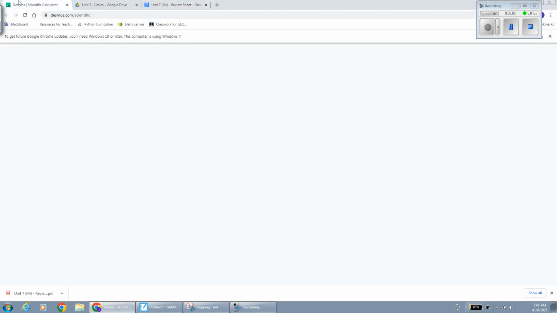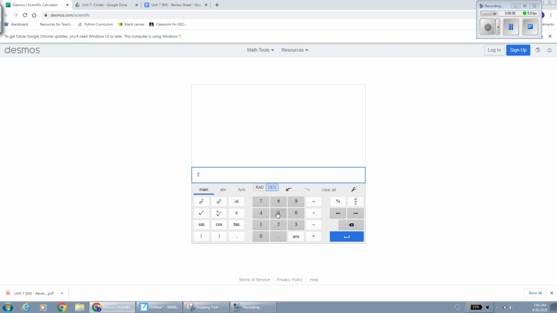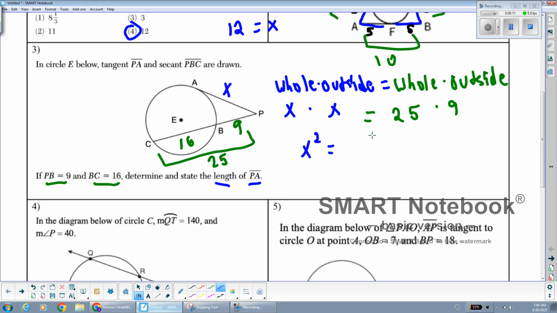I'm going to need a calculator for this. 25 times 9, 225. And then when we take the square root of both sides, we have x is 15. And x represents the length of PA, so the length of PA is 15.